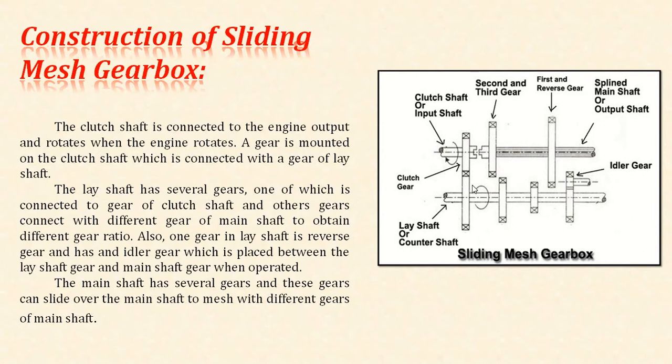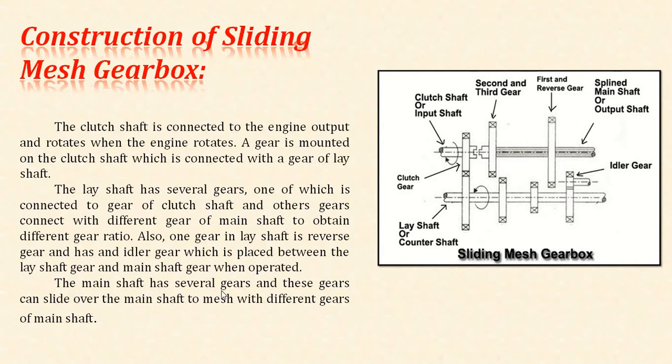In a similar way, the lay shaft will rotate in the opposite direction and transfer the motion to the main shaft using the second, third, first or reverse gear. For the reverse gear we use the idler gear that is mounted between the main shaft and lay shaft, which is called the idler gear.